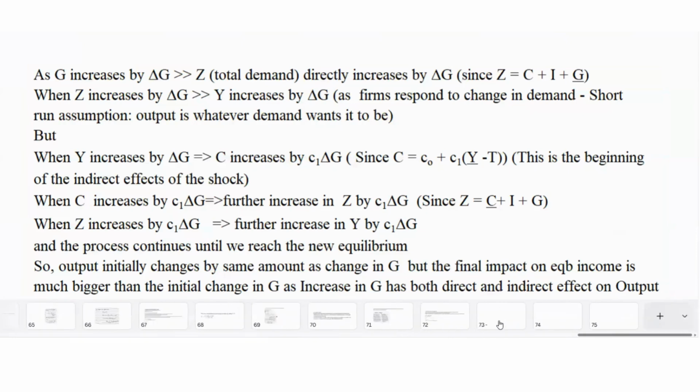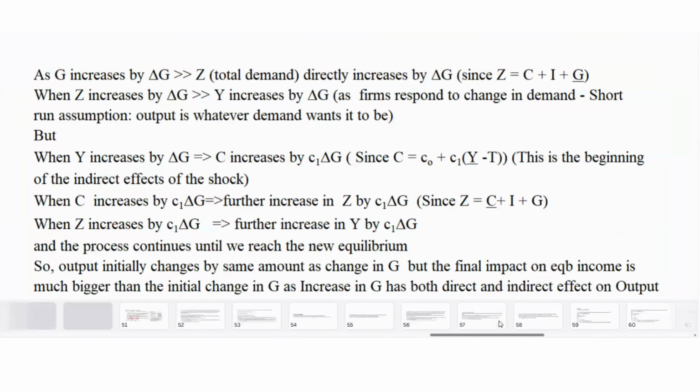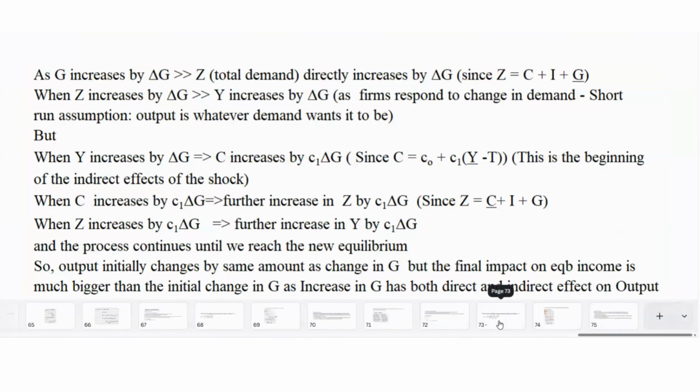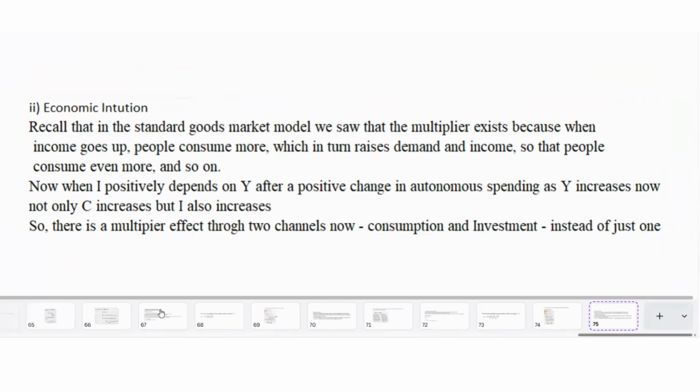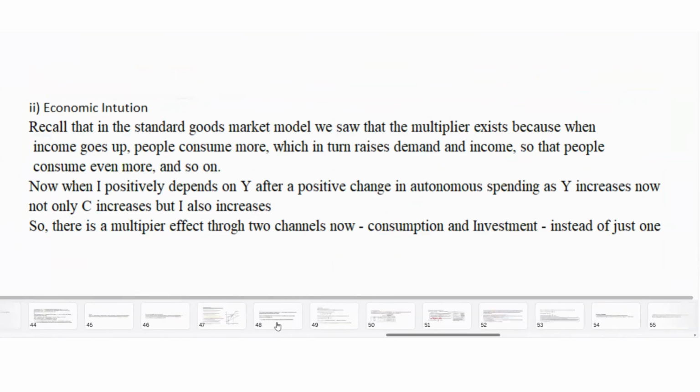Now in this model, not just C, but investment also depends positively on Y. So after a positive change in autonomous spending, like a change in government spending, autonomous consumption, or autonomous investment, when Y increases, that doesn't just increase C, but investment also increases, because investment is a positive function of Y now. So now you have a multiplier effect through two channels, consumption and investment, and not just one. So that's why the multiplier effect being larger is intuitive.